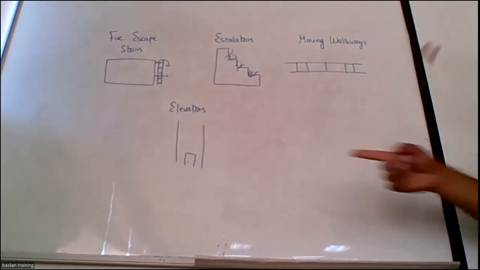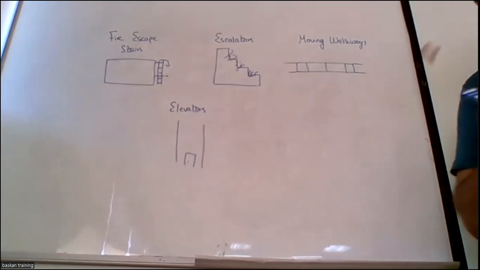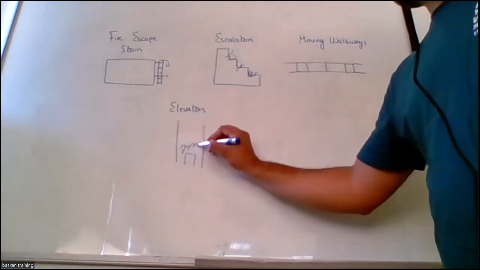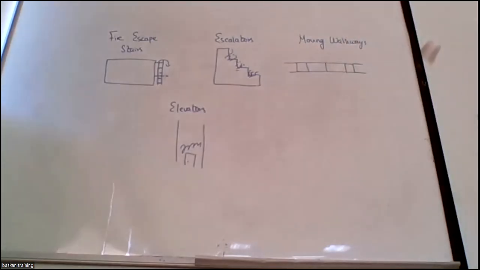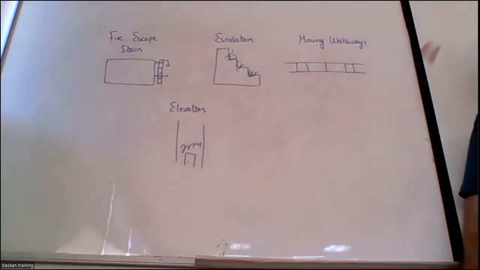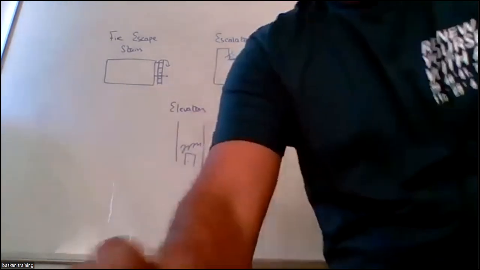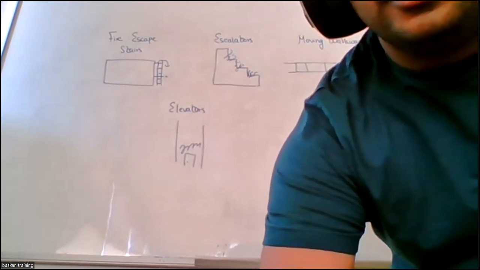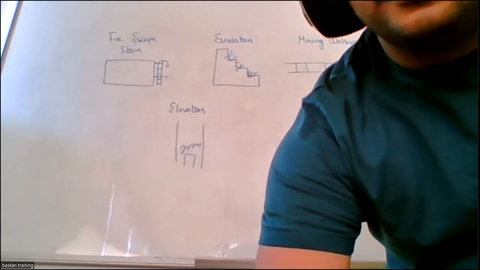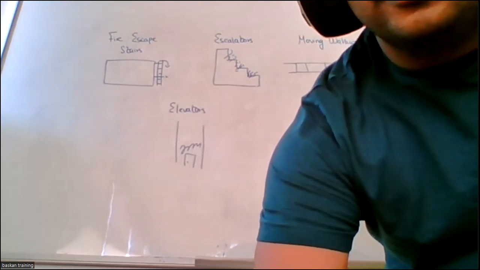Other reasons are also there. For example, if smoke accumulates in the shaft, the elevator will move up and take smoke to other portions of the building. So it may help propagate the fire spread. That is why elevators are not considered as means of egress. Okay. Yes, vertical opening.